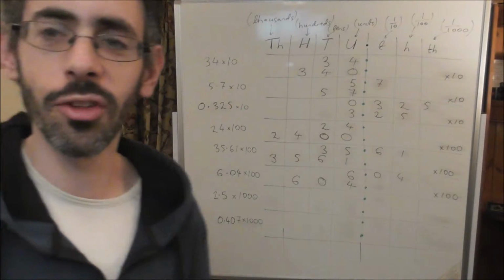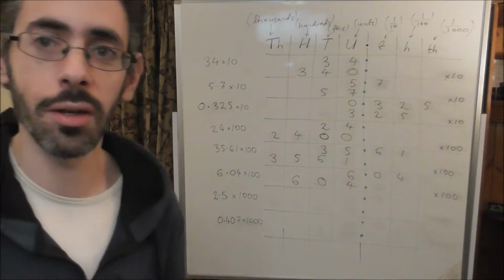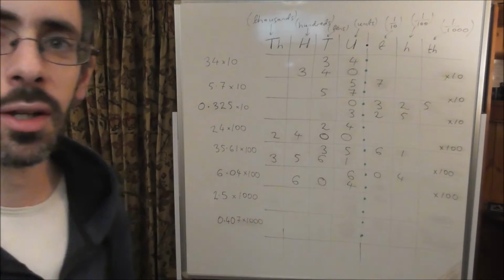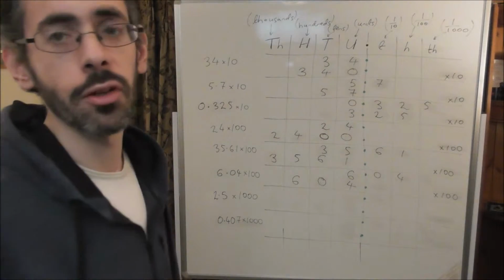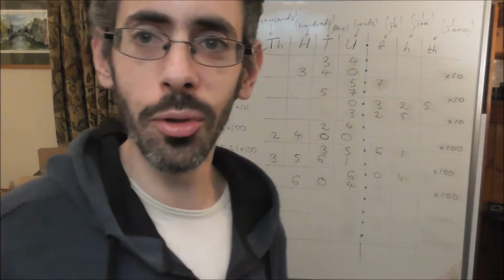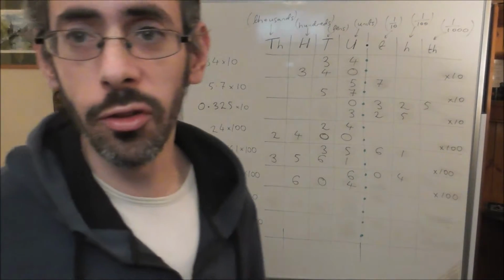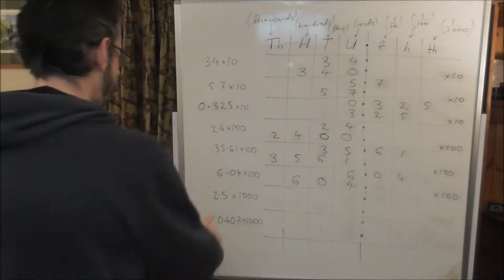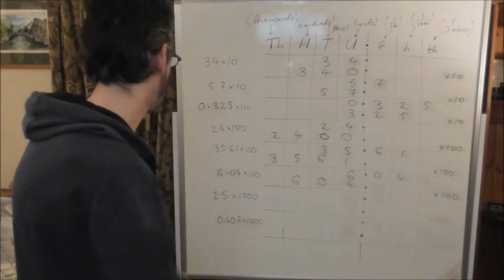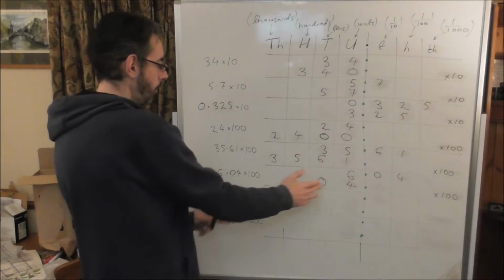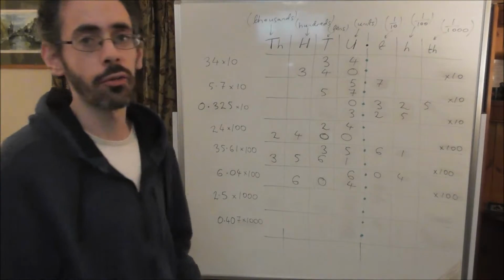Now 1,000 is 10 times 10 times 10. So multiplying by 1,000 is like multiplying by 10 3 times in a row. When you multiply by 1,000, the digits move 3 places to the left. An easy way to remember how many places the digits move is the number of zeros. 1,000 has 3 zeros, so the digits move 3 places to the left. 100 has 2 zeros, so the digits move 2 places to the left, and 10 has 1 zero, so the digits move 1 place to the left.